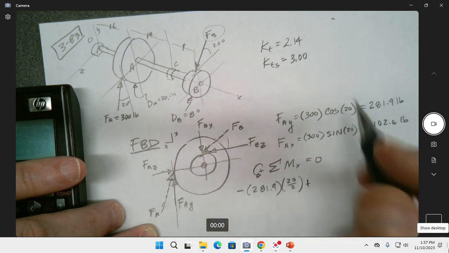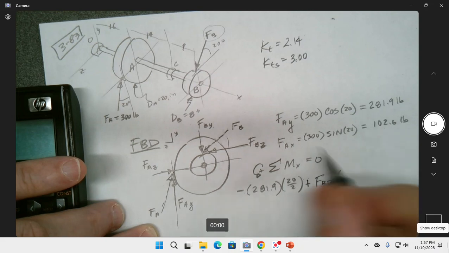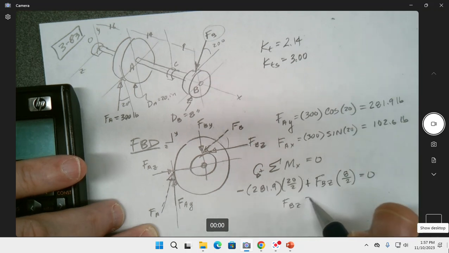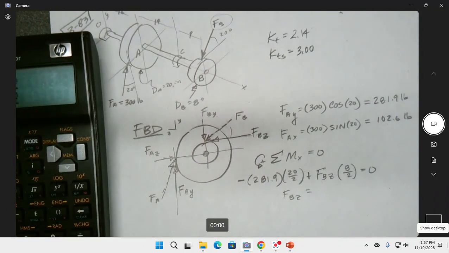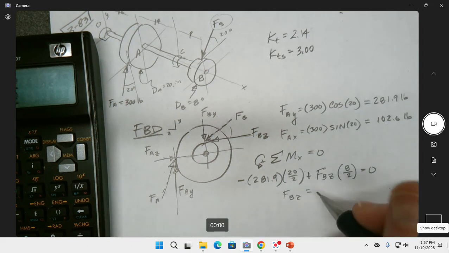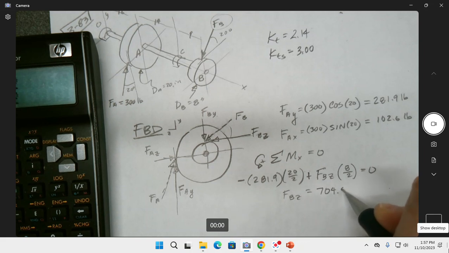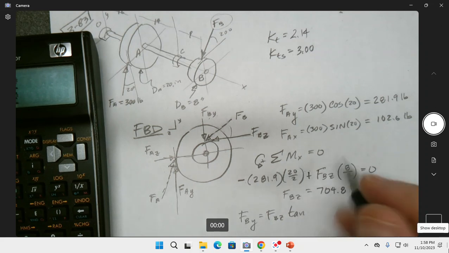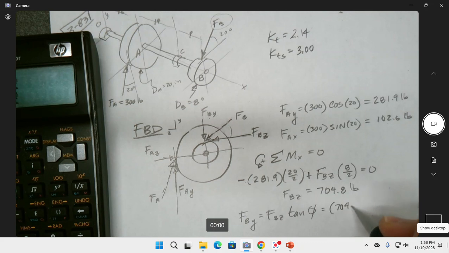This one is in the counterclockwise direction, so we can find FBZ times our 8 divided by 2, which is 4. So 10 times 4 divided, and we have a larger value, 704.8, call it, pounds. And from that we can find what FBY is going to be. We're just going to take FBZ and multiply it by the tangent of that angle: 704.8 times the tangent of 20, which is 256.5 pounds.